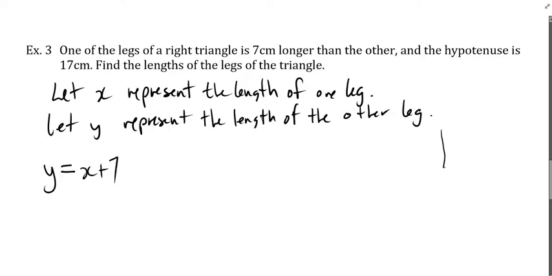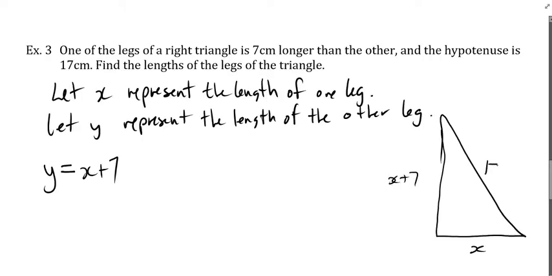So what does this mean? It means I have a triangle. Ooh, not a very good triangle. One side is X. The other side is X plus 7. And this side is 17.